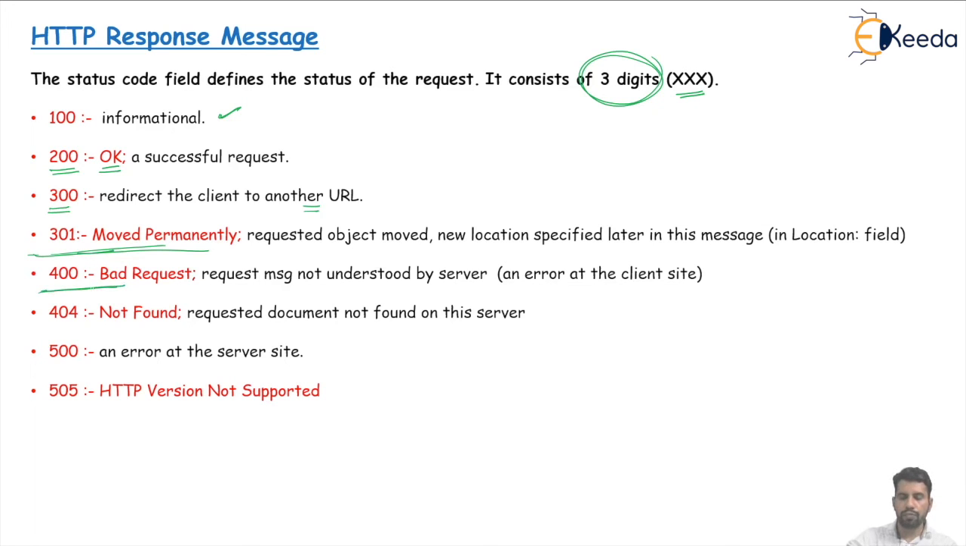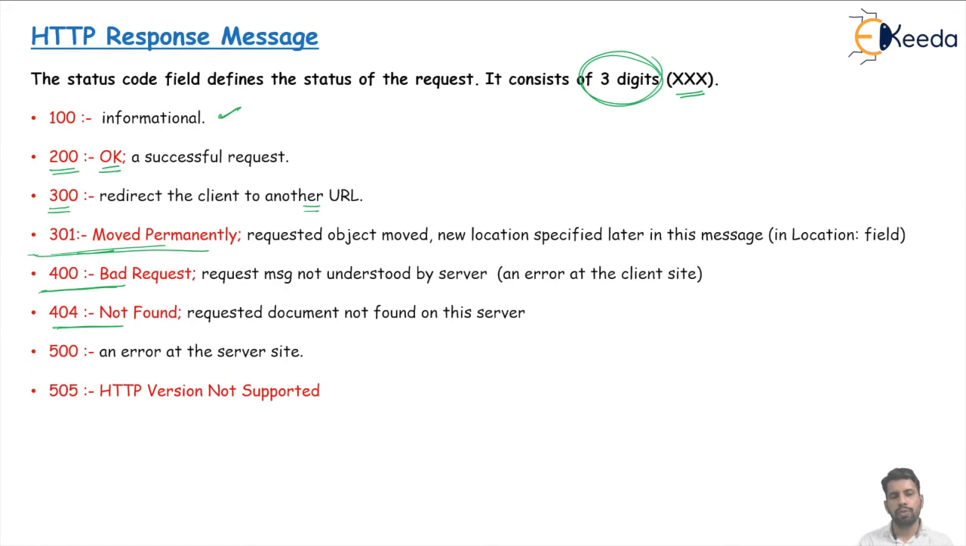400. 400 is for a bad request. Bad request means you sent a request, but your request is not understood by the server. There is some confusion about the request or some error in the client request. 404. 404 means not found. It means you sent a request for a particular web page or document, but that document is not present on the server, or that document is not present on the web, or you have no permission to access that web page. That time 404 not found is shown.